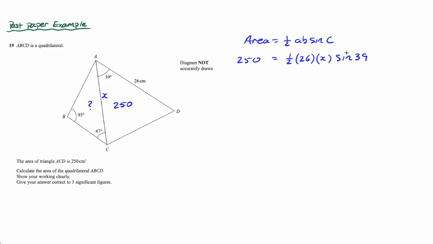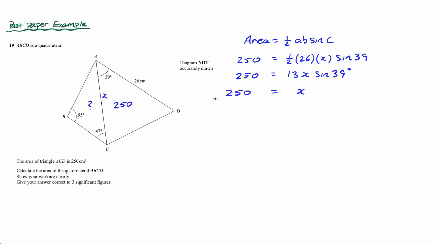Okay, now you could do this, guys, in one step, but I'm just going to add another step here where I say a half of 26 is 13. So I'm going to say it's 13x sine 39 degrees. And then to find x, I am going to divide by the 13 and the sine 39 in one go.